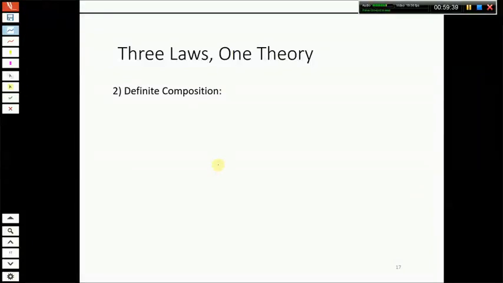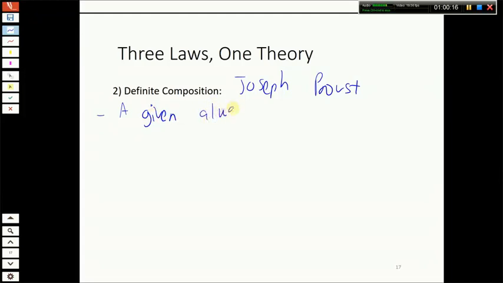So definite composition deals with the composition of a compound. So remember, a compound is a mixture of two or more elements. I guess it technically applies for elements as well, but the composition of an element is always 100% that element, so it's not really very useful to describe in that context. But it's for compounds specifically, and this was discovered by Joseph Proust, another early chemist. And so the way that this works is that if you have a given compound, again, a compound has two or more elements, it's always going to contain the same proportion of those elements.